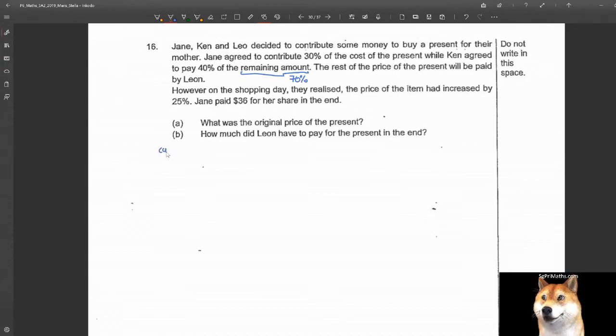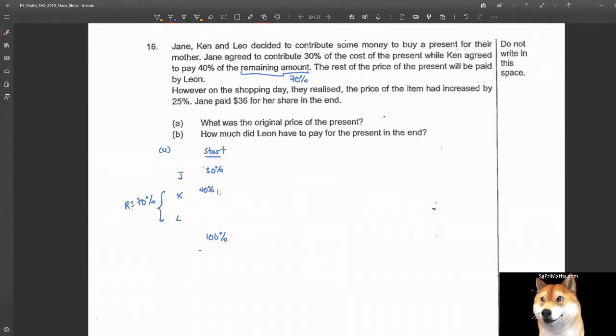Okay, alright, we can draw a table. Jane, Ken, Leo. So the start, or rather the original price, JKL, total is 100%. Jane is 30%, and Ken is 40% of the remaining. So the remaining is 70%. So 40% of 70%, we can calculate that out.